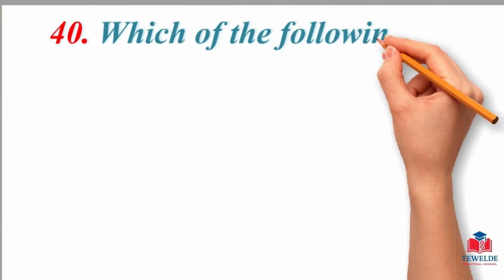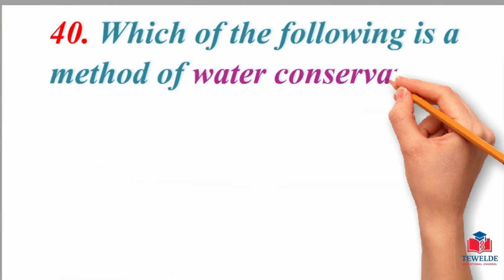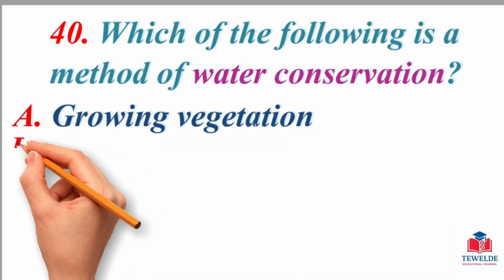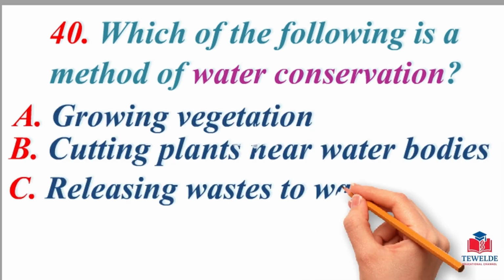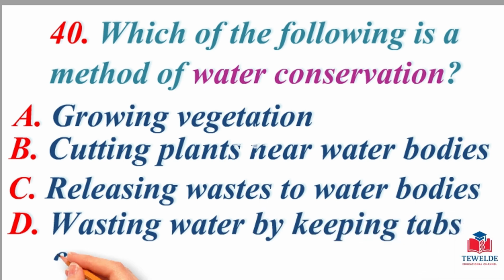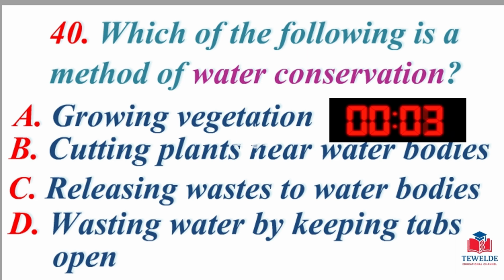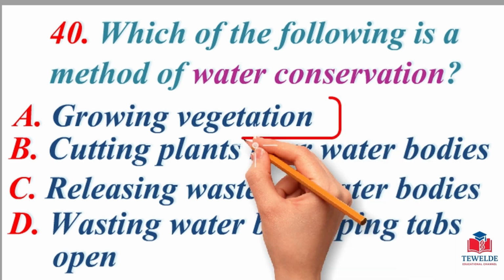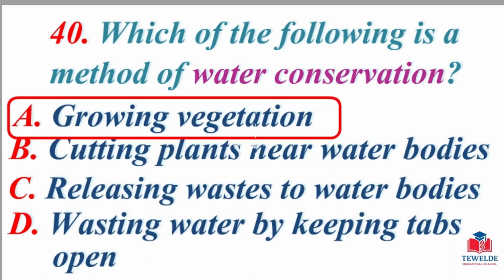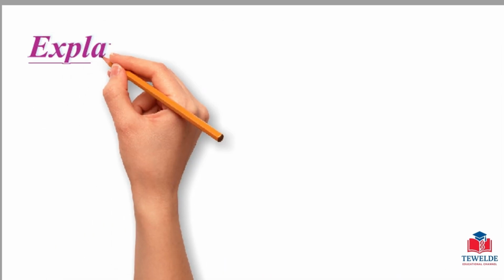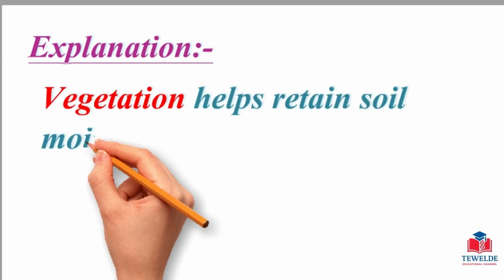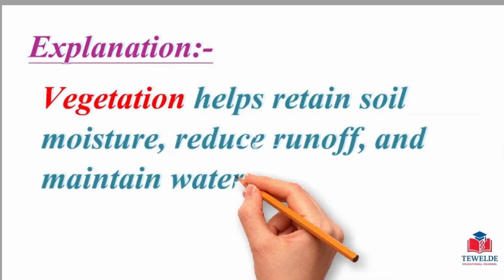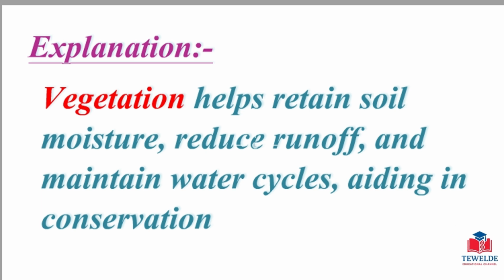Question number 40. Which of the following is a method of water conservation? A, growing vegetation. B, cutting plants near water bodies. C, releasing wastes to water bodies. D, wasting water by keeping taps open. The answer is A, growing vegetation. Explanation: vegetation helps retain soil moisture, reduce runoff, and maintain water cycles, aiding in conservation.